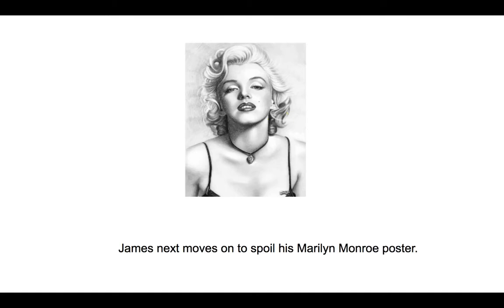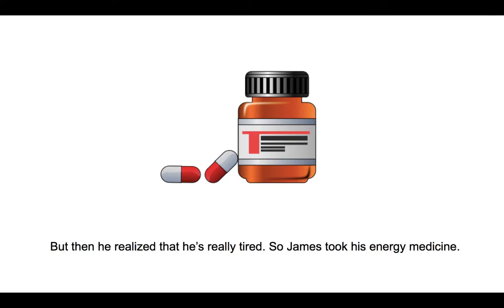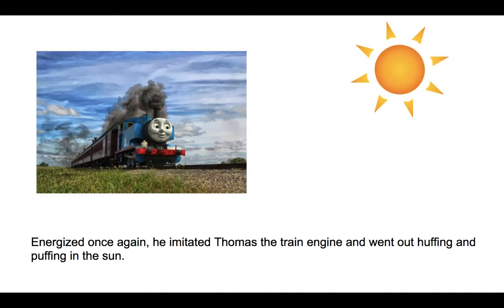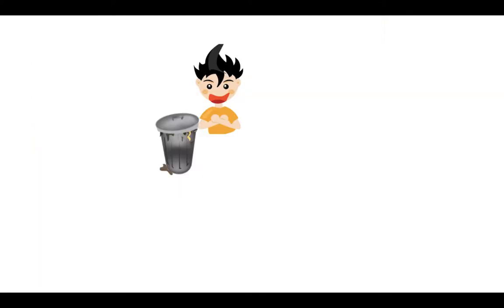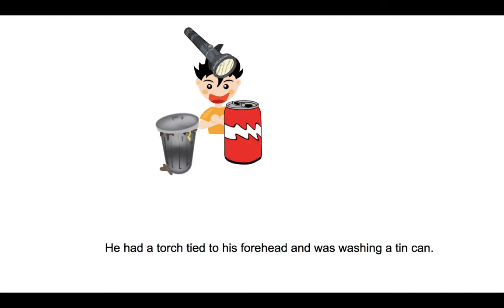James next moves on to spoil his Marilyn Monroe poster. But then he realized that he's really tired, so James took his energy medicine. Energized once again, he imitated Thomas the train engine and went out huffing and puffing in the sun. He found his friend John near a dumpster. He had a torch tied to his forehead and was washing a tin can. And the two friends lived happily ever after.